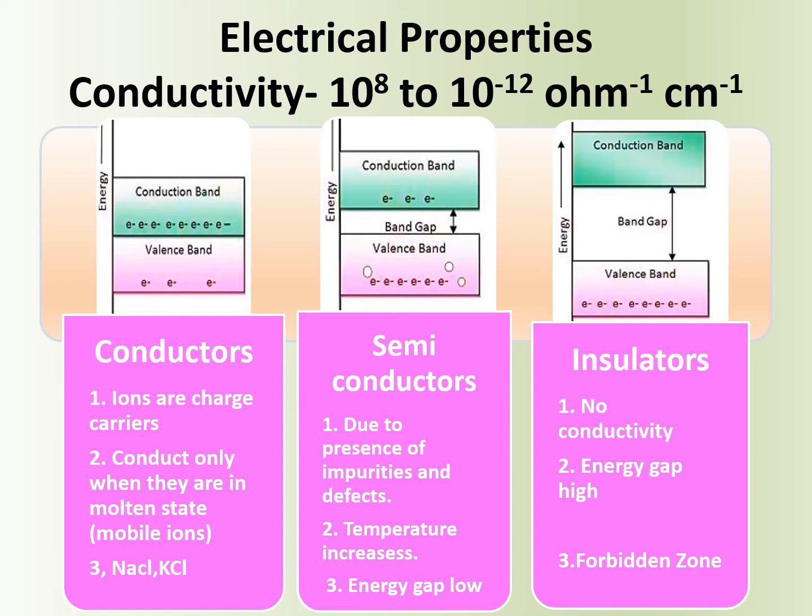First we will see the conductors. In conductors, ions are the charge carriers and they conduct electrons. Here the valence band overlaps with the conduction band, so the electrons travel from here to there. There is no energy difference, so they easily overlap. This is the conductor.